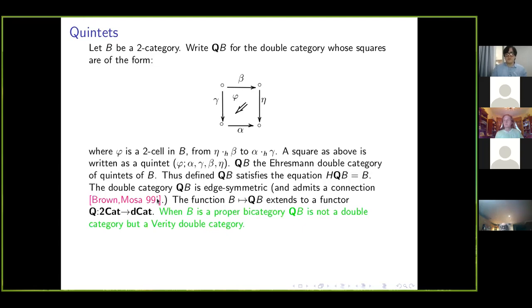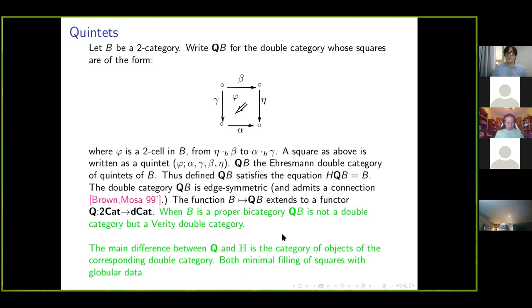It admits what is usually referred to as a connection, which was defined by Brown and Mosa in '99, but this is not important here. The function associating to every two category its quintets double category extends to a functor from two categories to double categories, which is again right inverse to the horizontalization two functor. This is defined only for two categories. So if B is a proper bicategory, we don't assume that the horizontal composition is strictly associative, and QB is not a double category, it is what is known as a Verdier double category, which I won't define.